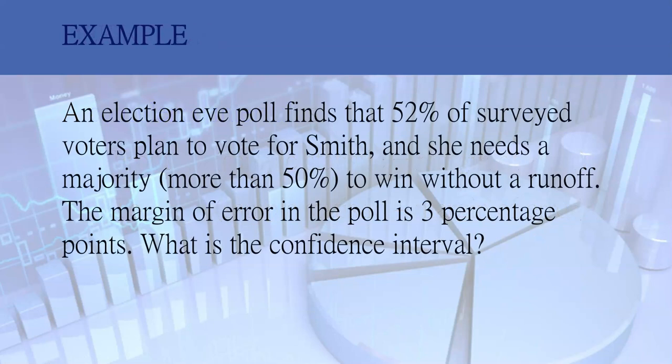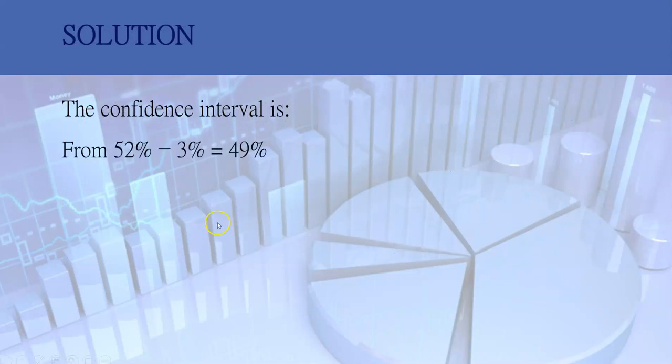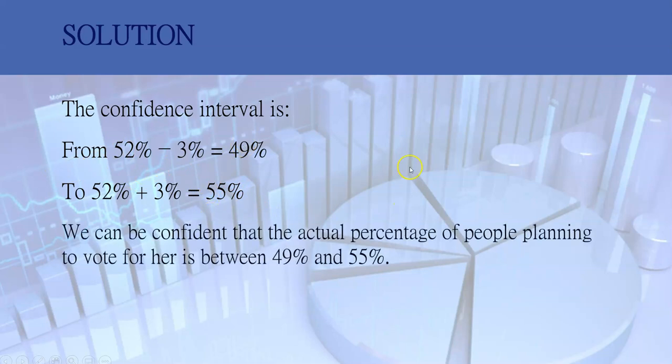So here's an example. An election eve poll finds that 52% of surveyed voters plan to vote for Smith, and she needs a majority, which is more than 50, to win without a runoff. The margin of error in the poll is 3 percentage points. What is the confidence interval? So how confident can she be that she's going to win? So the interval is the 52 minus 3 and the 52 plus 3. So she's got a confidence interval between 49 and 55%.